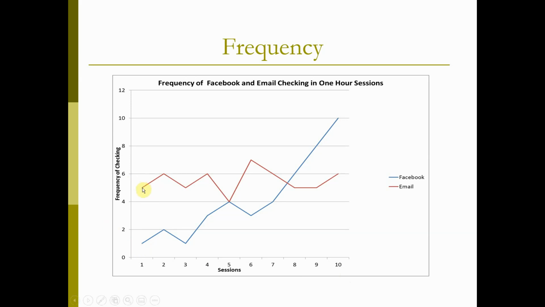So you can see 5 times counted on the first day, and then it goes up to 6 times counted on the next day, and so forth and so on. So this is tracking across both Facebook checking and email checking across, it looks like, 10 different sessions.